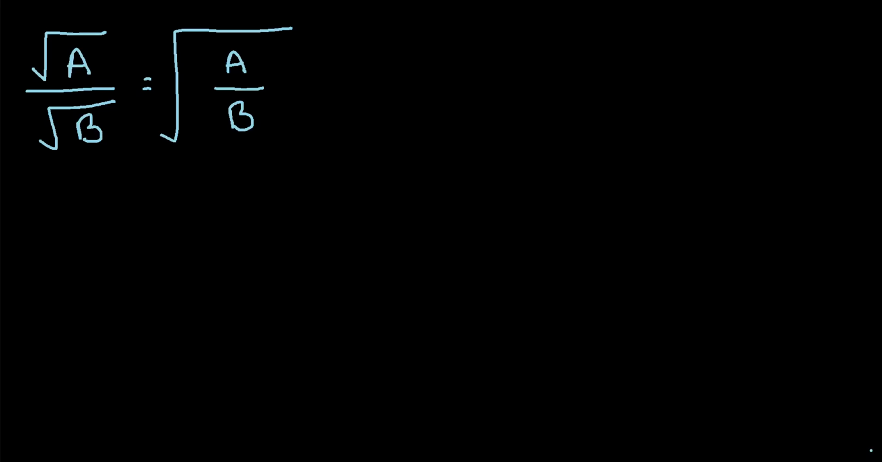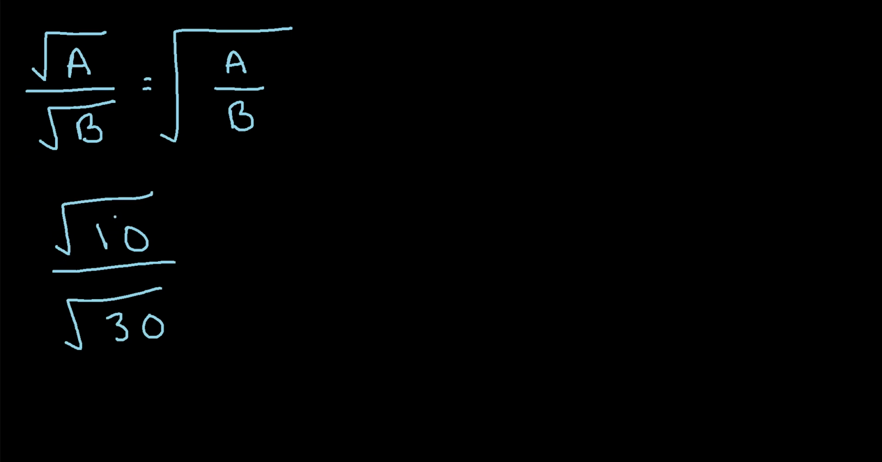In this video, we will talk about how to divide two square roots. So here's the rule. If we have the square root of a divided by the square root of b, where a and b are just two numbers, we can rewrite this as the square root of a divided by b. So let's check out a few examples of how to use this formula.